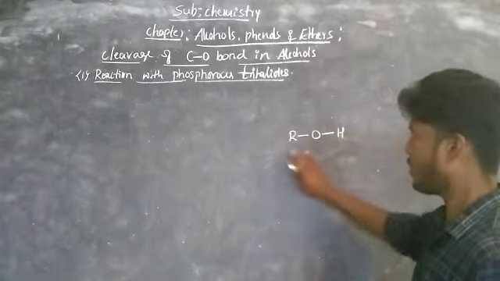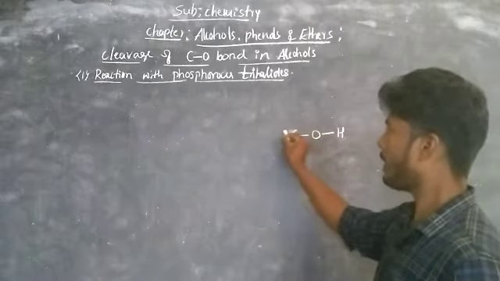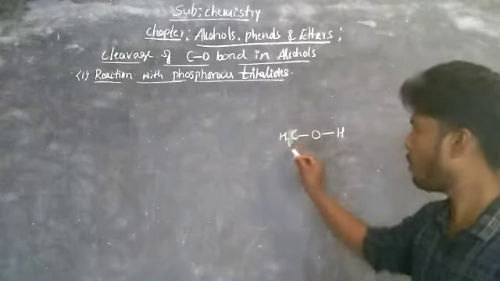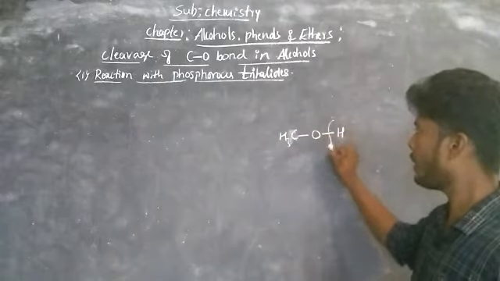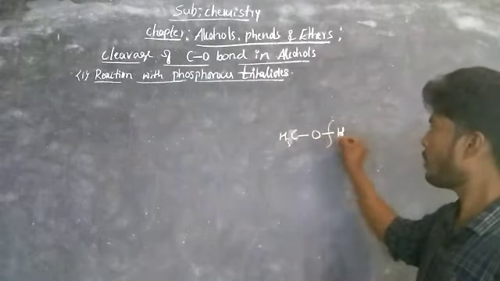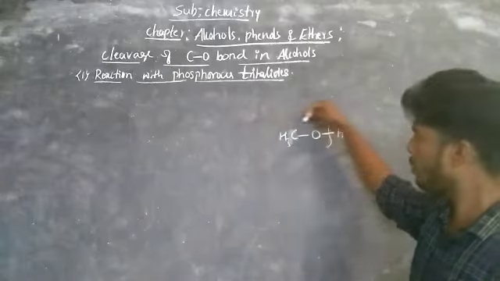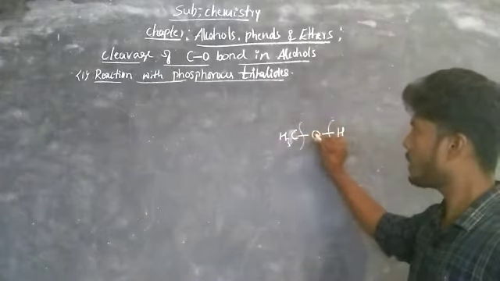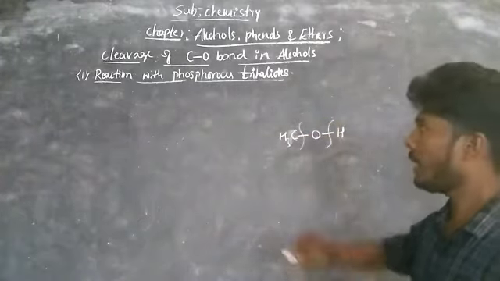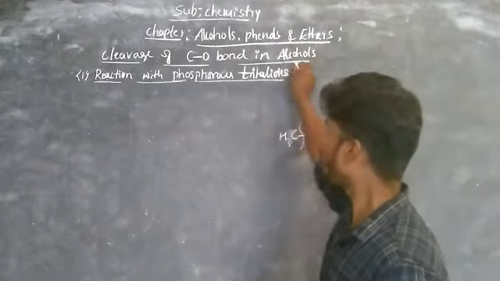Sorry, O and H. In alcohol, for example, we take methanol. There are two types of bonds, the C-O bond and the O-H bond. In the last class, we studied cleavage of the O-H bond. In this class, we are going to study the cleavage of the C-O bond. That is the cleavage of the C-O bond in alcohols.